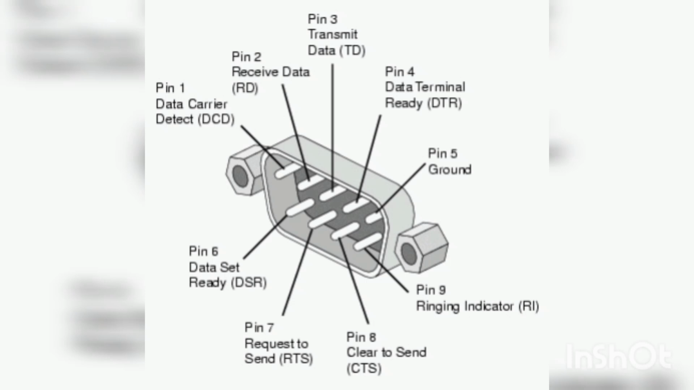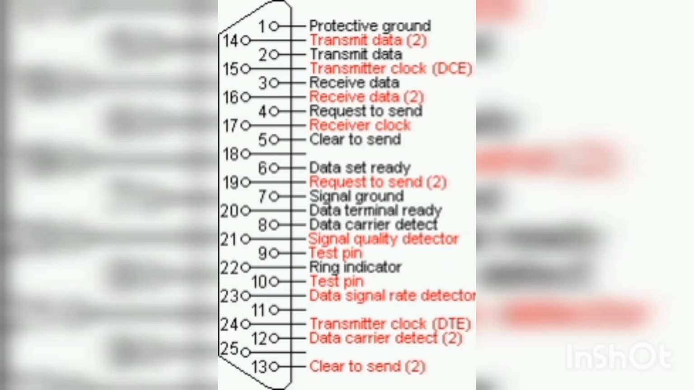8. CTS, clear to send. This pin is used to signal that the receiving device is ready to receive data. 9. Ring indicator. This pin is used to signal an incoming call on a modem. It's important to note that the functions of some of these pins can vary depending on the specific application and the devices being used. Additionally, the pinout of a 25-pin RS-232 connector may be different from that of a 9-pin connector.